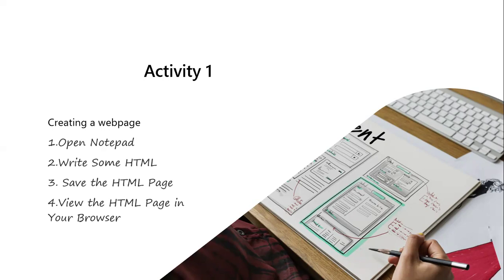If you want to review the notes, you can go through them just to get to know what we're discussing today. So this is activity one, creating a web page. In this activity, first we open a notepad, then write some HTML. We'll be writing some random HTML, then saving the HTML page, and later viewing the HTML page in your web browser. So let's dive into it.